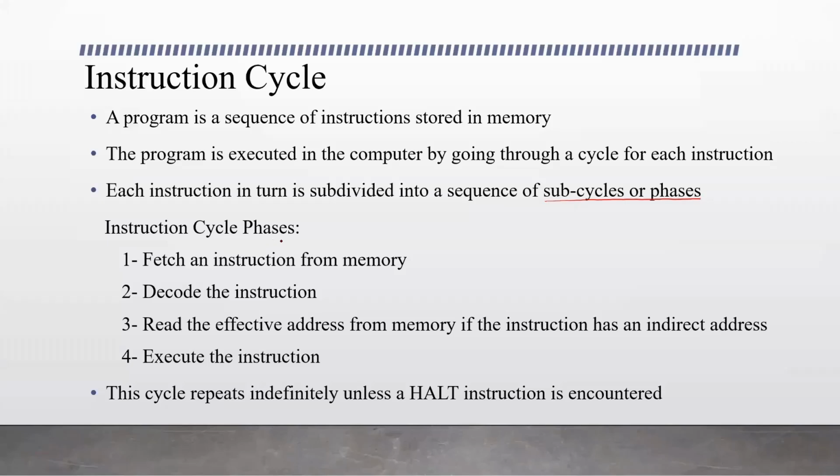The different phases of this instruction cycle are: first, fetch an instruction from memory for execution; second, decode the instruction. Decoding the instruction is to find the meaning of the operation. What is the operation to be executed? And the third step is to read the effective address from memory if the instruction has an indirect address.